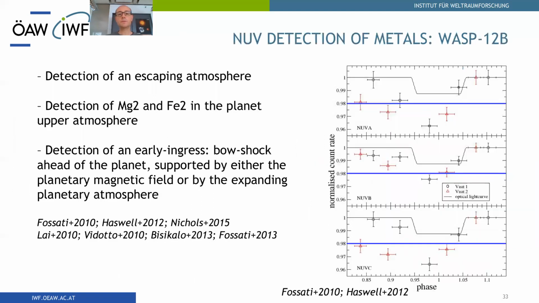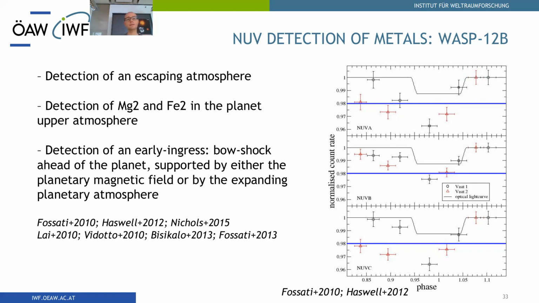And the very first observation of this kind was obtained in 2009 and then published in 2010 and 2012, and is that of the ultra-hot Jupiter WASP-12b. And these observations led again to the detection of planetary material outside of the Roche lobe, implying that there is an escaping atmosphere there. However, what is important here is that this absorption was obtained not looking at hydrogen, but looking at ionized magnesium and ionized iron.